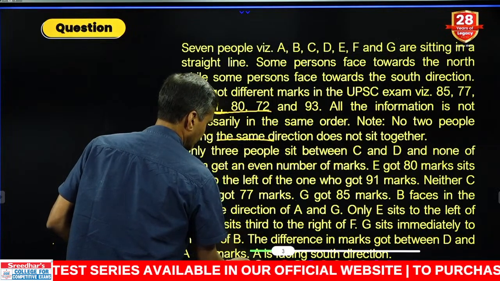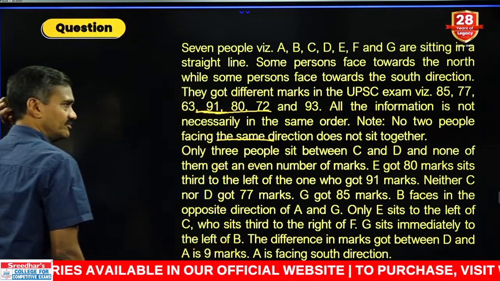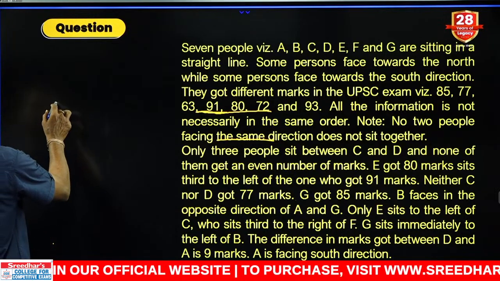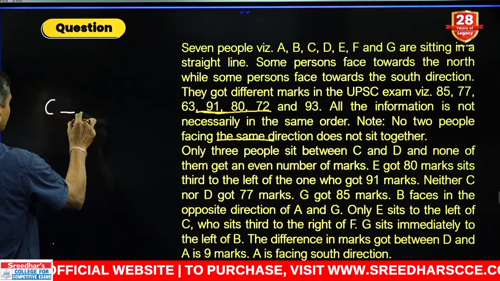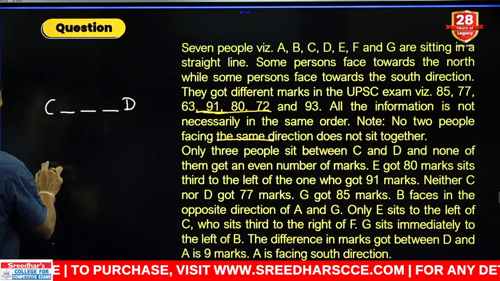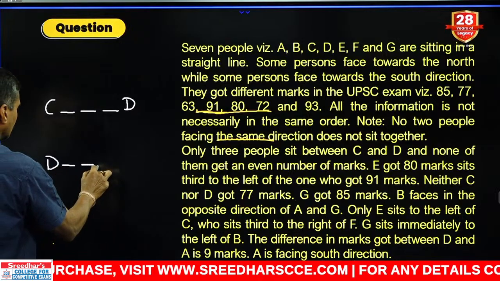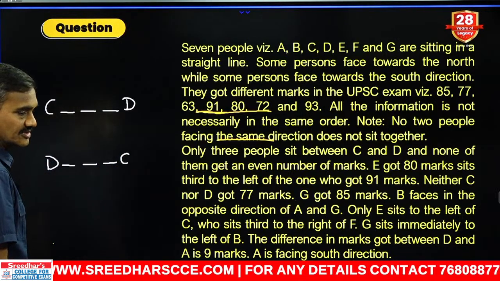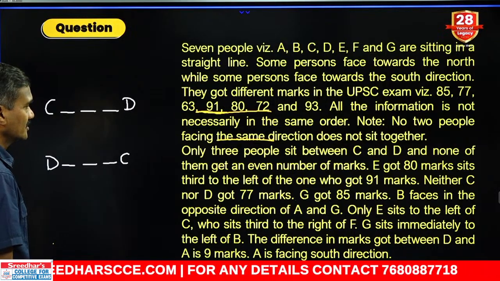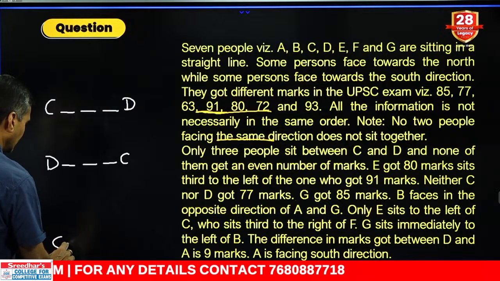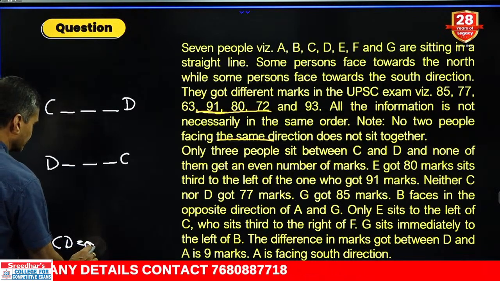Then coming to the information, 7 people are there, only 3 persons between C and D. Now 1, 2, 3, D is here, that is one possibility, or D is here and 1, 2, 3, C will be here. Only 3 persons between C and D. And next one, none of them got an even number of marks. C and D get odd number of marks.